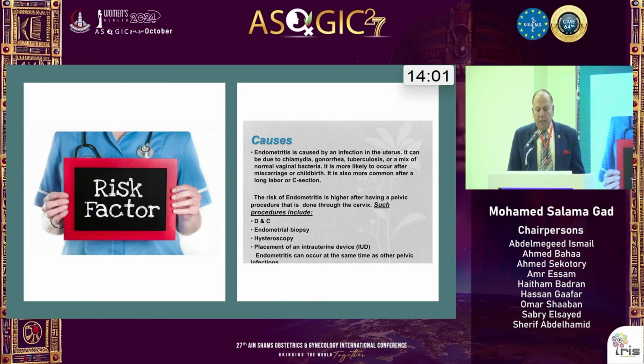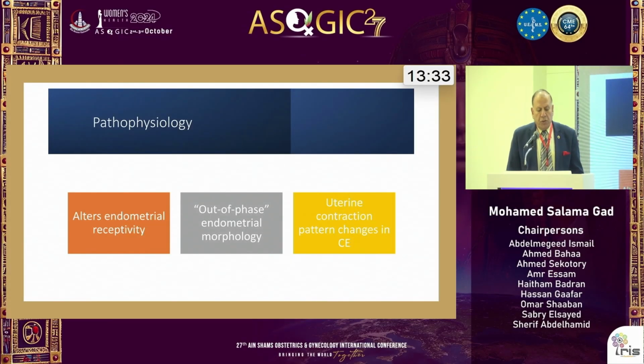Chronic inflammation of the endometrium may follow peripheral sepsis and or cesarean section, but any procedure done through the cervix may predispose to chronic endometritis, like D&C, endometrial biopsy, even hysteroscopy, and the placement of an IUCD. What is the pathophysiology? It is a triad: alteration of the endometrial receptivity, out of phase endometrial morphology, and change in the uterine contraction pattern.